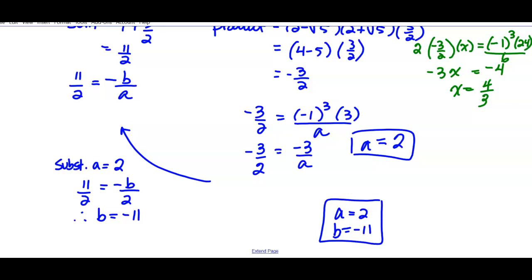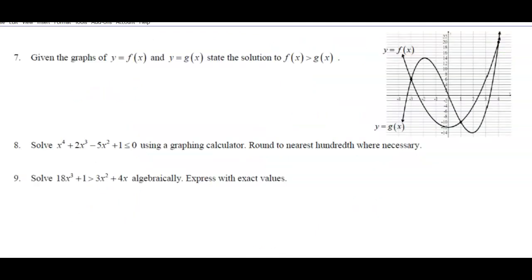Okay, so that kind of finishes our work with sum and products of roots. And then next question, we're looking at an inequality. Solve that. And the graph is given to you there. Okay? So the graph of y equals f of x is given, y equals g of x is given. It says state the solution to f of x greater than g of x. So there's likely going to be more than one answer. It would be an interval of answers. Okay?